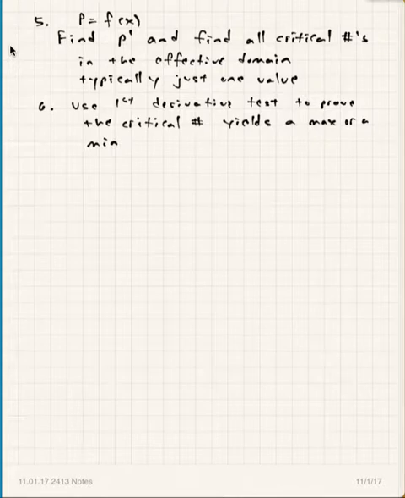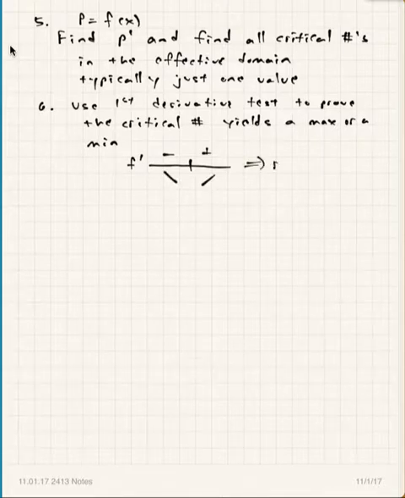Now remember what the first derivative test says. The first derivative test says that if the derivative of a function goes from negative to positive, that means the function goes from decreasing to increasing, and it means you have a relative min. Let's say that's at a, so a relative min would occur at x equals a.